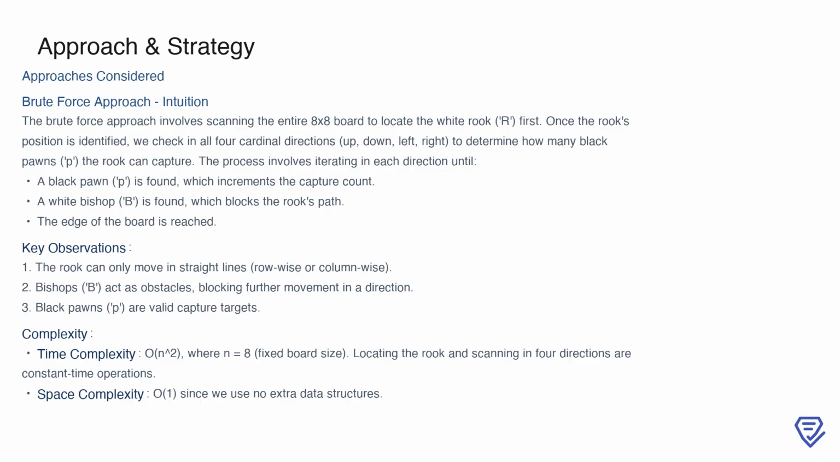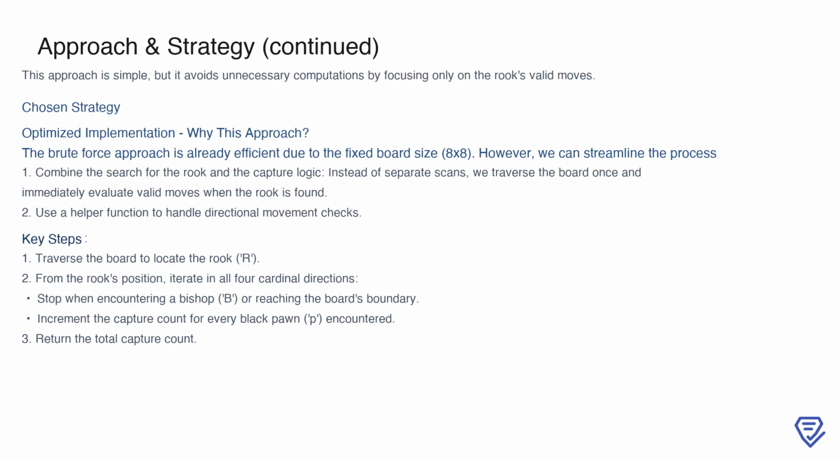Similarly, the rook's movement is limited by the edges of the board. The key insights here are that the rook moves exclusively in straight lines along rows or columns, bishops act as obstacles, and black pawns are the targets we aim to capture. In terms of computational complexity, this brute force approach operates with a time complexity of O(n²), which is manageable since the board size is fixed at 8x8. The space complexity is O(1), as no additional data structures are required. This brute force approach is conceptually simple and avoids unnecessary computations by focusing only on the rook's valid moves.